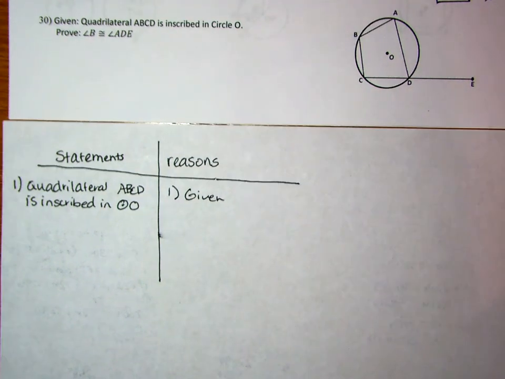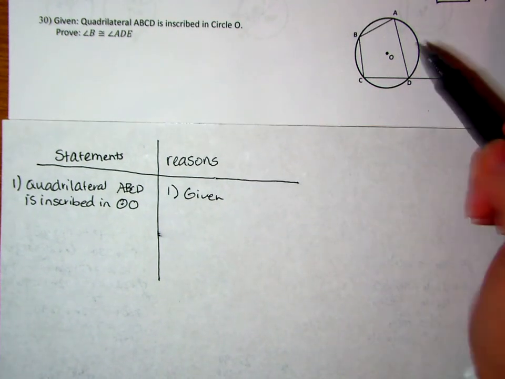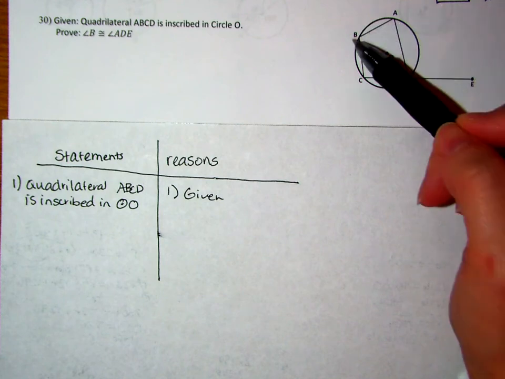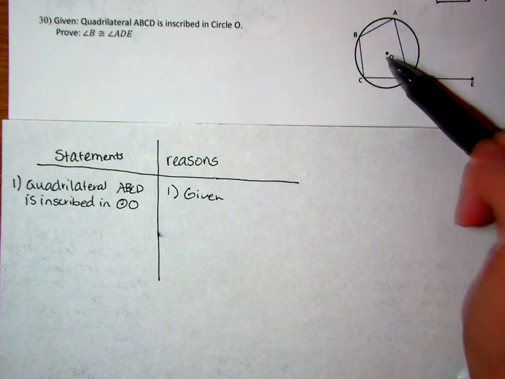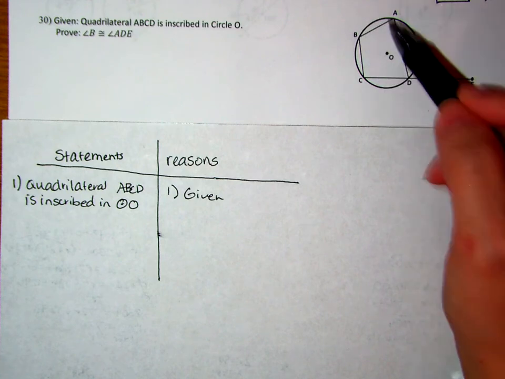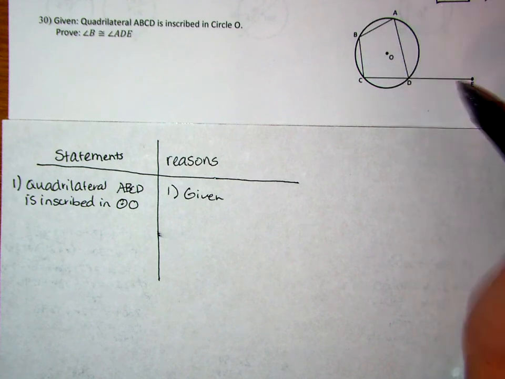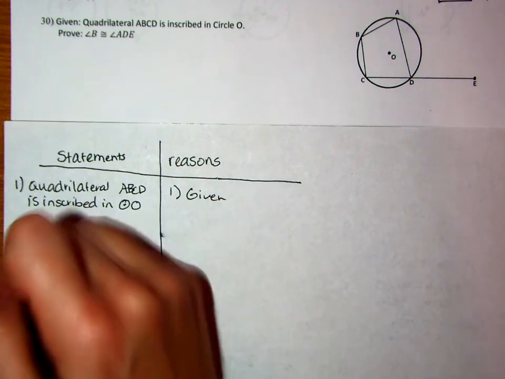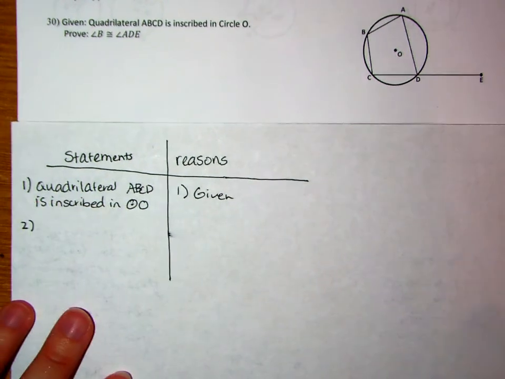This is number 30. We're told in our given statement that quadrilateral ABCD is inscribed in circle O, and our whole goal is to prove that this angle B is congruent to this exterior angle here, ADE. So, number 1 I already put down, the given, but let's go to number 2.